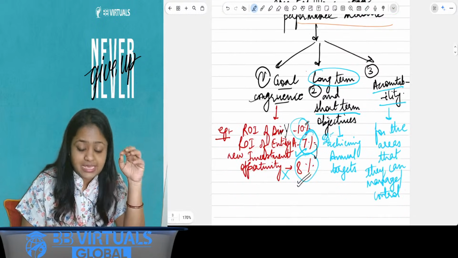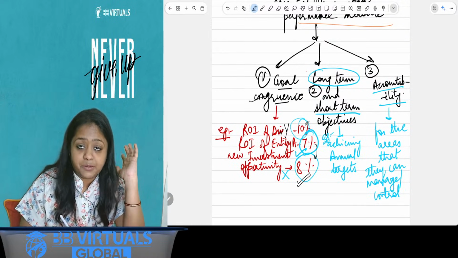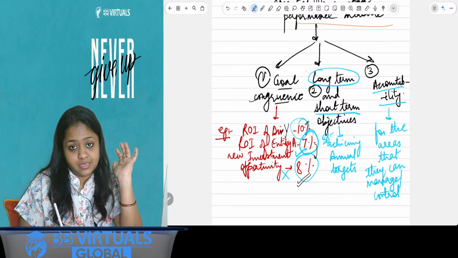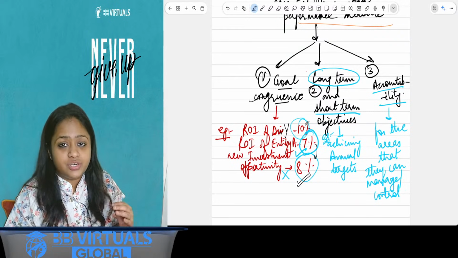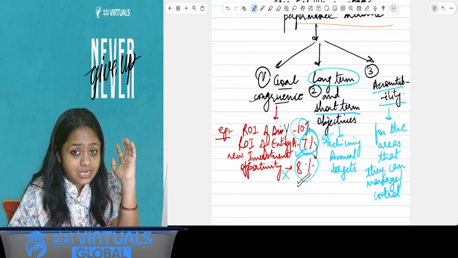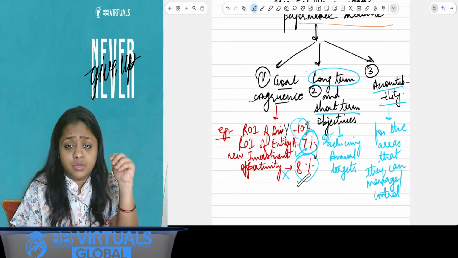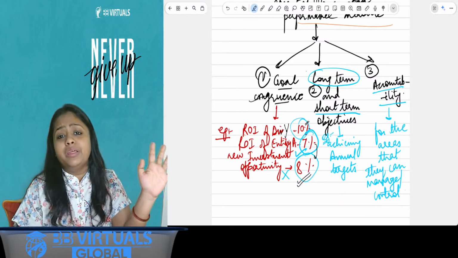Here I've given you an example. Let's say the ROI, the return on investment, of a division is 10%. The return on investment of the entire entity is 7%. Now, if a new project comes to division A and that is generating an ROI of 8%, it is beneficial for the entity, but will it be beneficial for the division when they are just looking into their own divisional profits? No. So the manager would say, look, I would not accept this project.